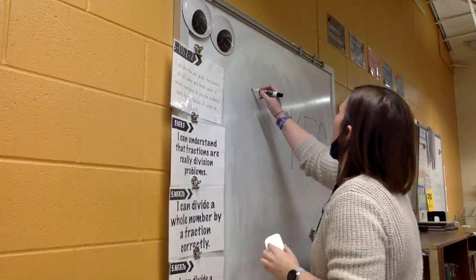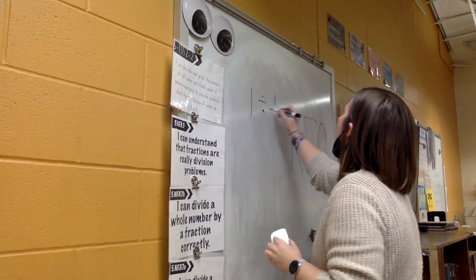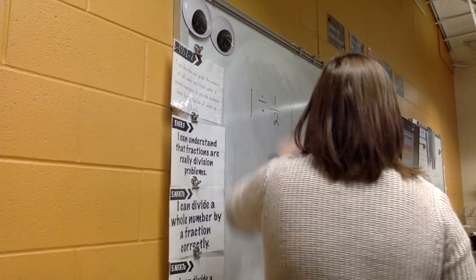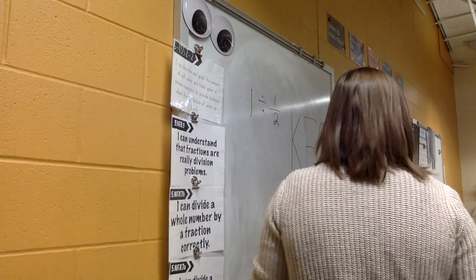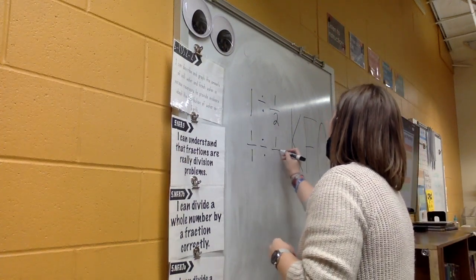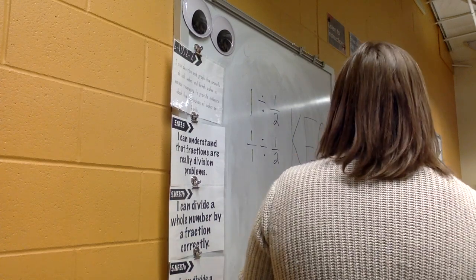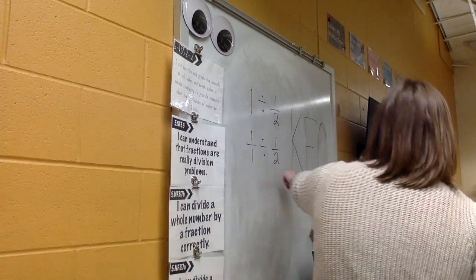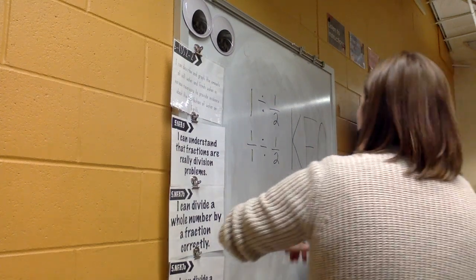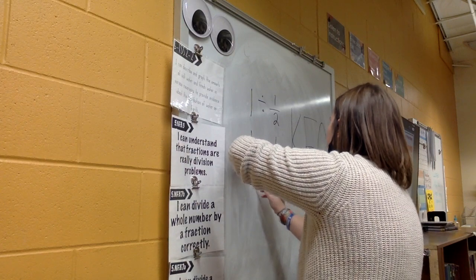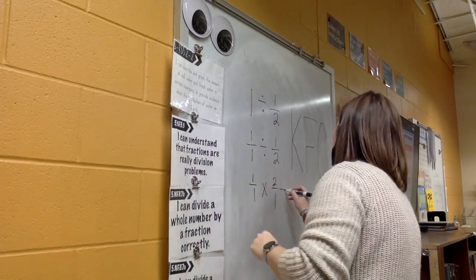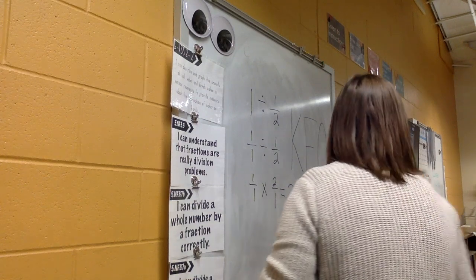If I have 1 divided by 1/2, what do I have to do first? Before I do that, I need to make it into a fraction. So 1/1. Now, KFC. What does KFC stand for? Keep flip change. Keep the first one, flip the second one, change my sign, and so my answer becomes 2/1.